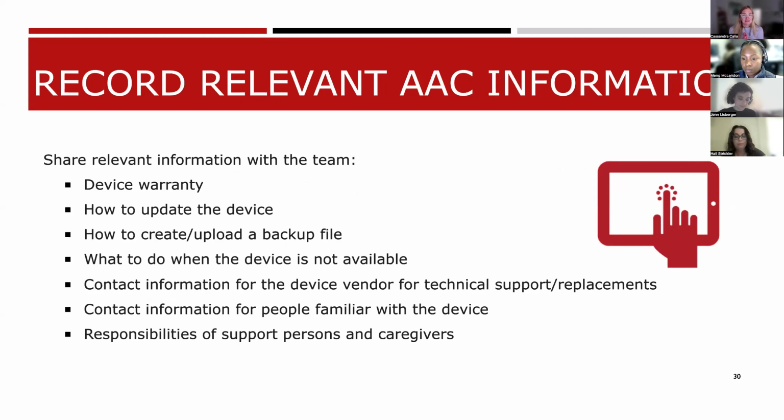So we talked a little bit about recording device information. I generally recommend keeping it all in one place, a binder or a Google Doc or whatever works for your team, especially if somebody is using a high-tech communication system like a Tobii Dynavox or something really complicated and robust. Let's make sure we have information about the warranty, when it was last updated, how we can create a backup file, all that kind of stuff, as well as the responsibilities of the support people and caregivers on the team. Again, making sure that people don't have unclear roles and responsibilities. They understand what their job is on this team to facilitate communication for our adults.